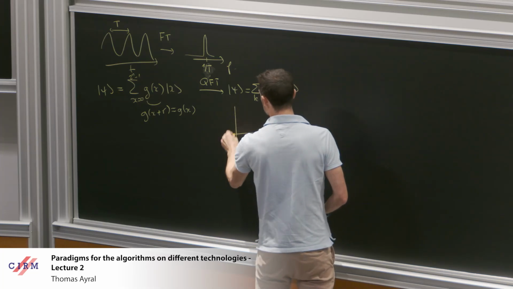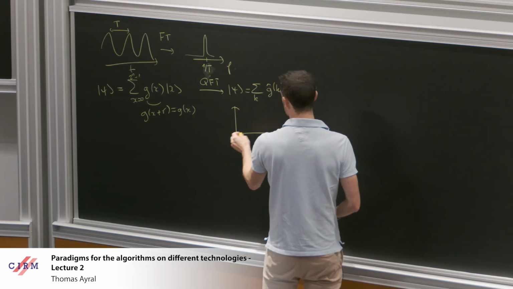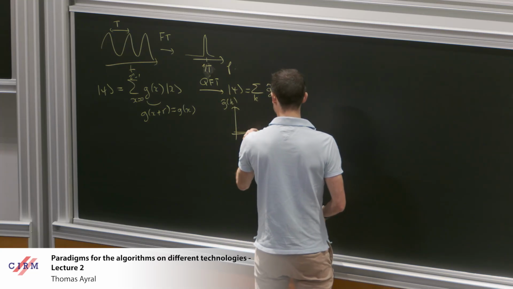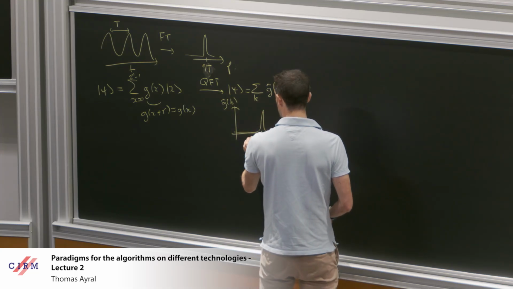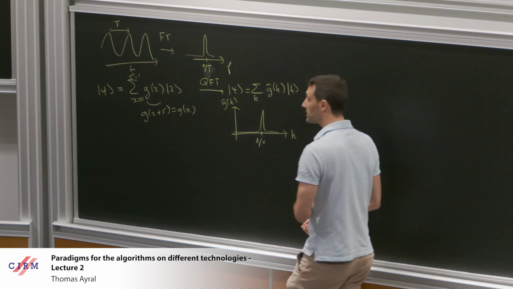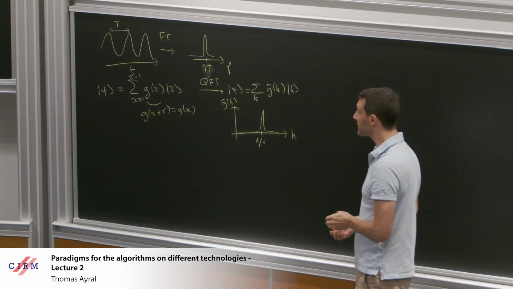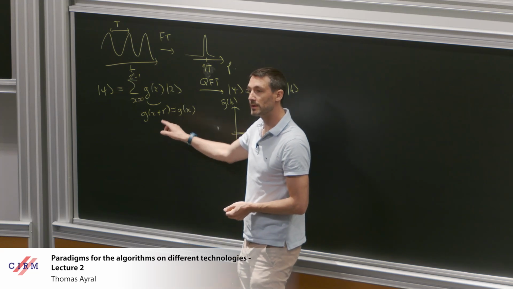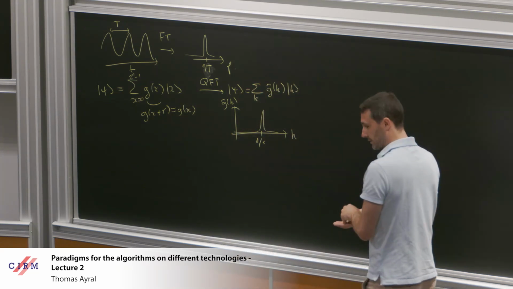And roughly speaking, I'm not going to do the full computation. G hat of k is going to have a peak here at 1 over r. Okay, so this is what I expect. And therefore, if my problem is to find the period of g, then QFT is the right algorithm to use.